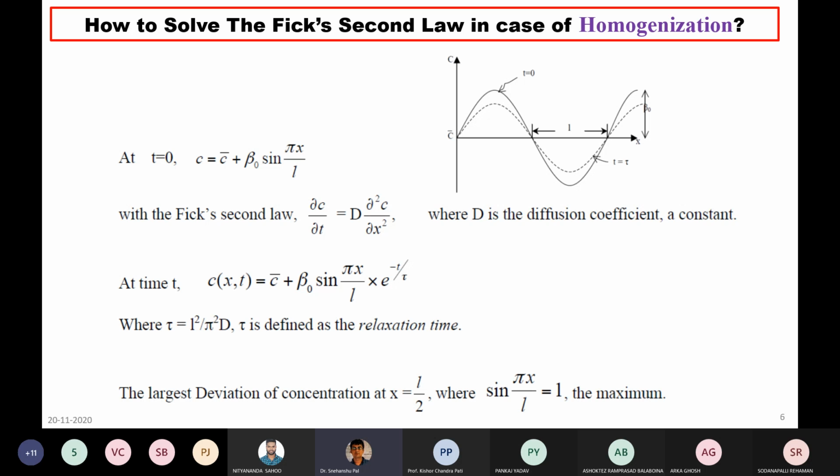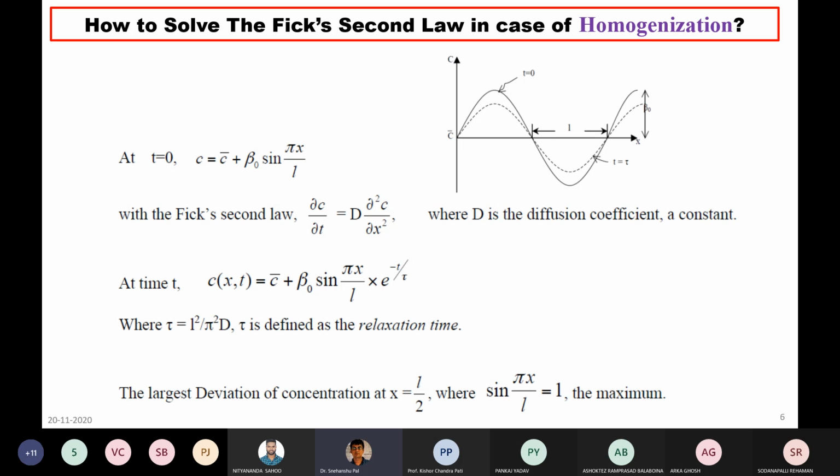Here you are telling that at time t, if you have that kind of solution, then you have to give a certain relaxation time in order to get the homogenization, that is, homogenization kinetically completed. So you can tell that the largest deviation of concentration is at x equal to L by 2. It is very simple mathematics. Then sine pi x by L equals 1, and that is the maximum. So it is an exponential decay.